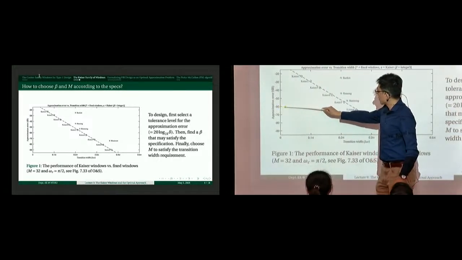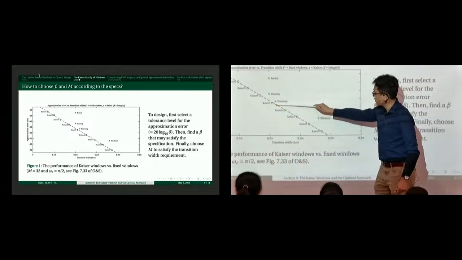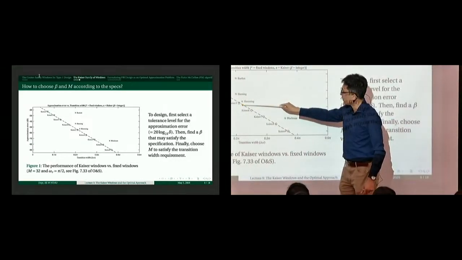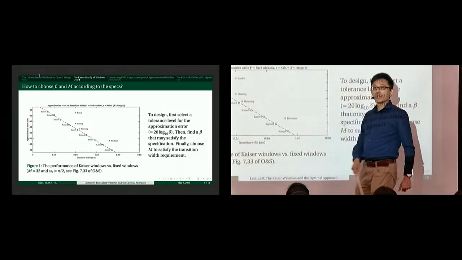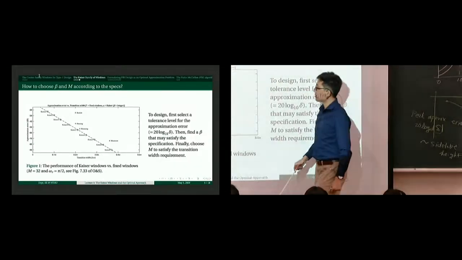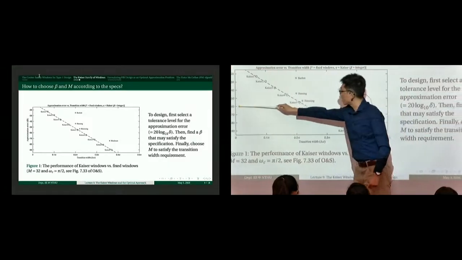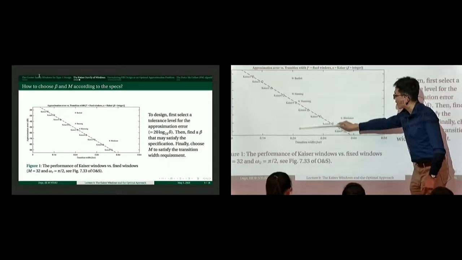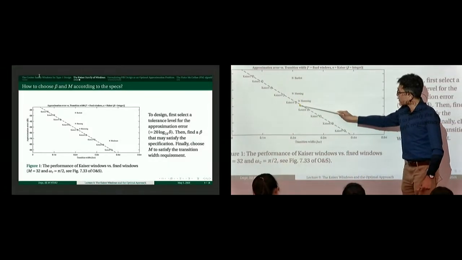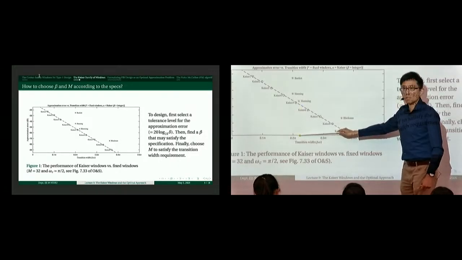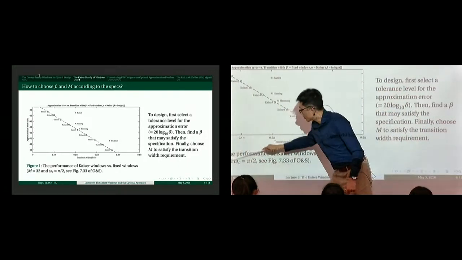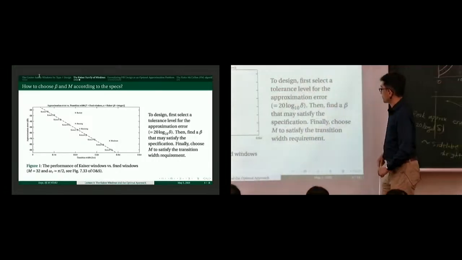Fine. We'll just choose a Kaiser. So it seems that the beta value should be in between 5 and 6. That's the way we do the design, okay? First, study the approximation error specification, and then just put a beta value somewhere. And now you can expect the transition width, okay? If M is 32.